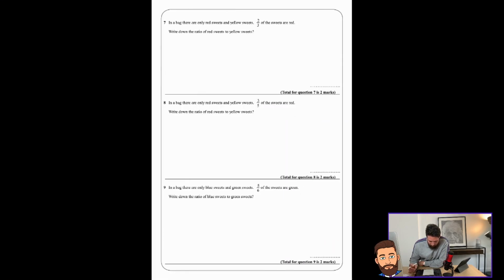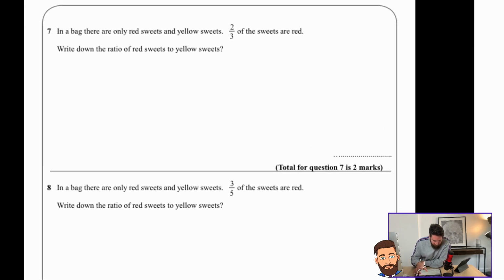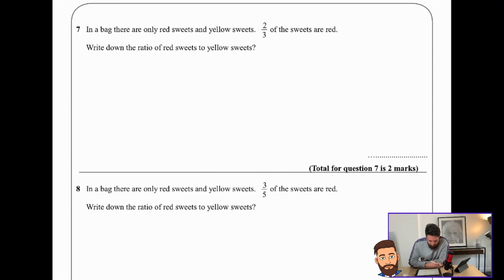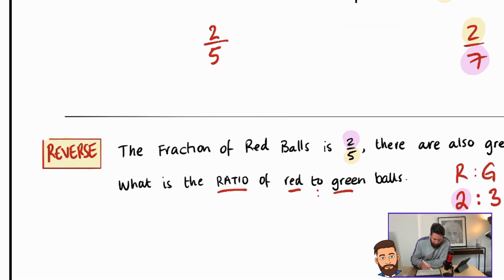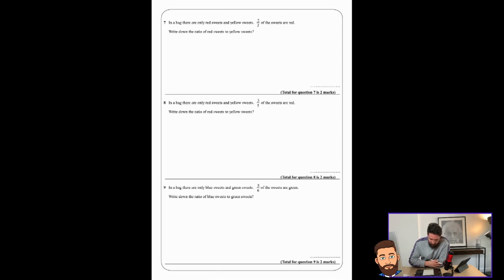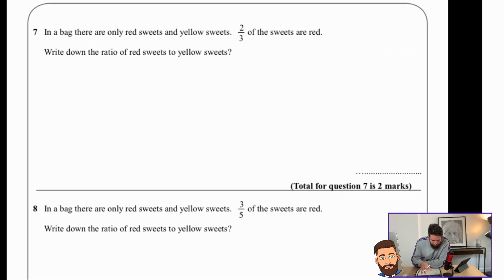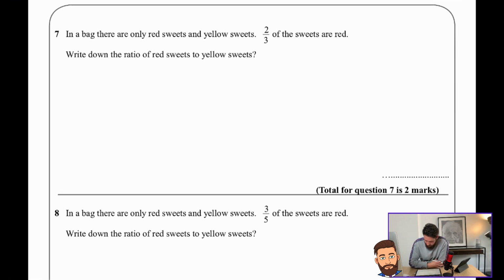So moving along now, this is where it can get a little bit more tricky, because this is the reverse. So the example earlier, this one just here, where I was looking at it in reverse, is how we need to answer these questions. So I'll go through these. If you've already done them, you're about to see if you got them right. In a bag, there are only red and yellow sweets. 2/3 of the sweets are red. Write down the ratio of red sweets to yellow sweets.